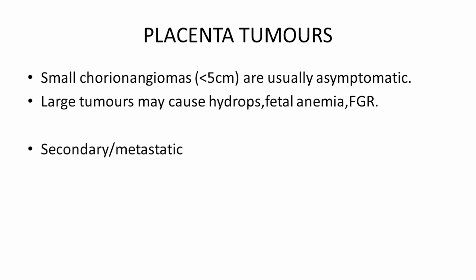Small chorioangiomas, those less than 5 cm, are usually asymptomatic. Large tumors may be associated with hydrops fetalis, fetal anemia, and fetal growth restriction. And sometimes these large tumors have been managed by occlusion of the vessels in order to shrink the chorioangioma. Placental tumors can also be secondary or metastatic. Some tumors that can metastasize to the placenta include melanoma, lymphomas, and even some breast tumors.